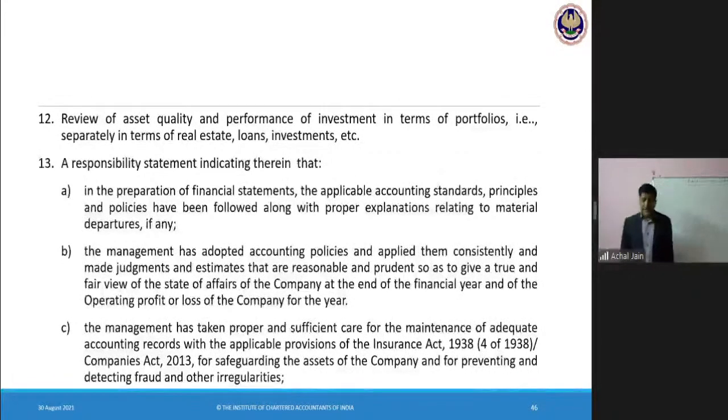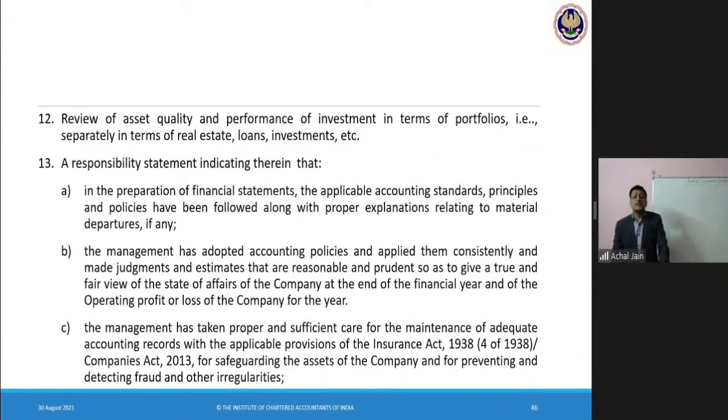A responsibility statement indicating therein that now this is something which will form part of the management report only. Now they will give a responsibility statement, means they are taking up this responsibility. But first, in the preparation of the financial statements, applicable accounting standards, principles, policies have been followed along with proper explanations to material departures, if there are any. As I told you, you will practically not see any material departure from the accounting policy. Otherwise, that will be considered to be a very serious non-compliance. So that means, in a way, management is taking the responsibility for the preparation of the financial statements and ensuring that the accounting policies are in line with the accounting standards.